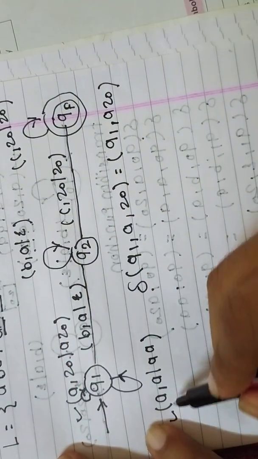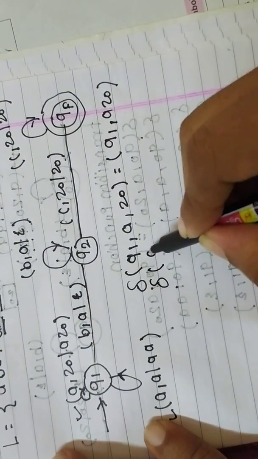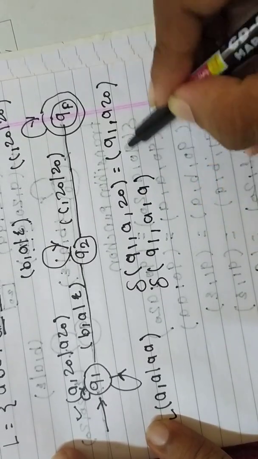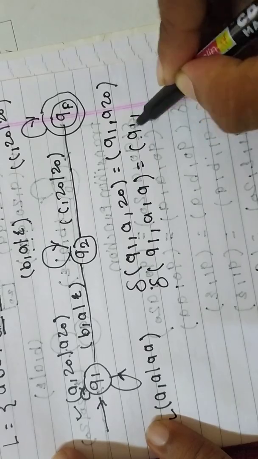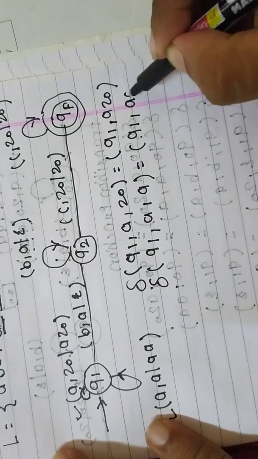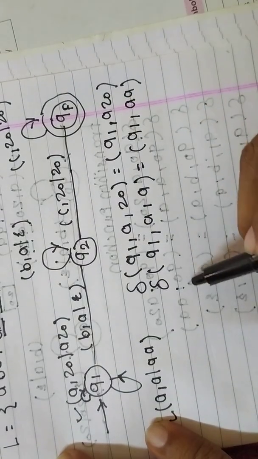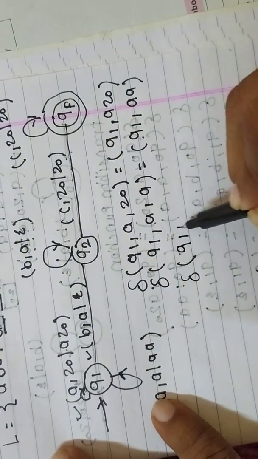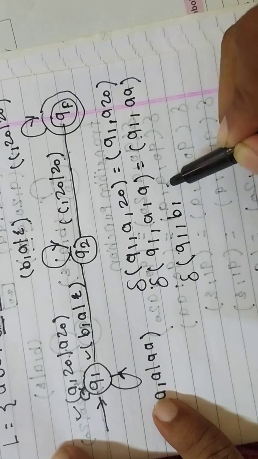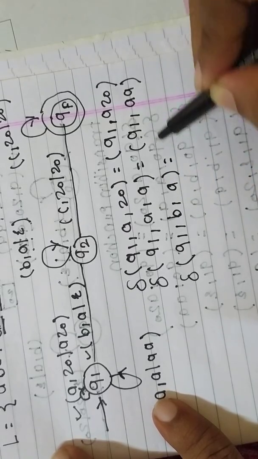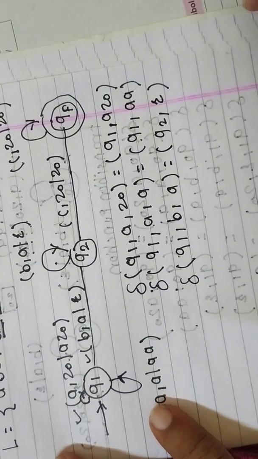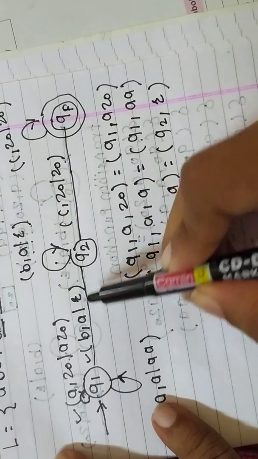Then we have to take the next. Delta of, whenever you are in q1, the next input symbol is a, and the stack top is also a, you will be in q1 and the stack top content will become aa. Now for this move, whenever you are in q1, the next input symbol is b and the stack top is a, then you will be in q2 and here the pop operation, so epsilon.